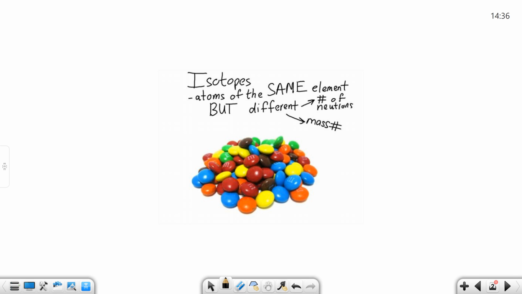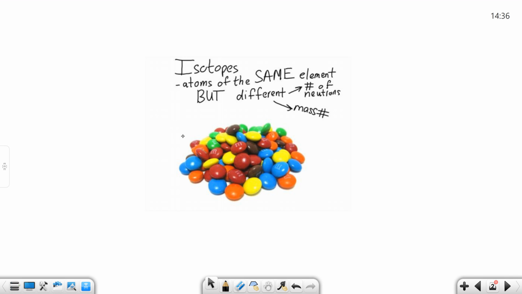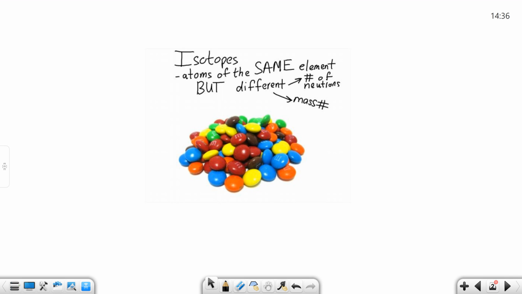In this hopefully short video, I am just going to look over isotopes. The last video was about atoms and the structure of the atoms. Now we're looking at isotopes, a special situation that occurs with atoms of the same element. This is the definition of isotopes: atoms of the same element, but with a different number of neutrons.